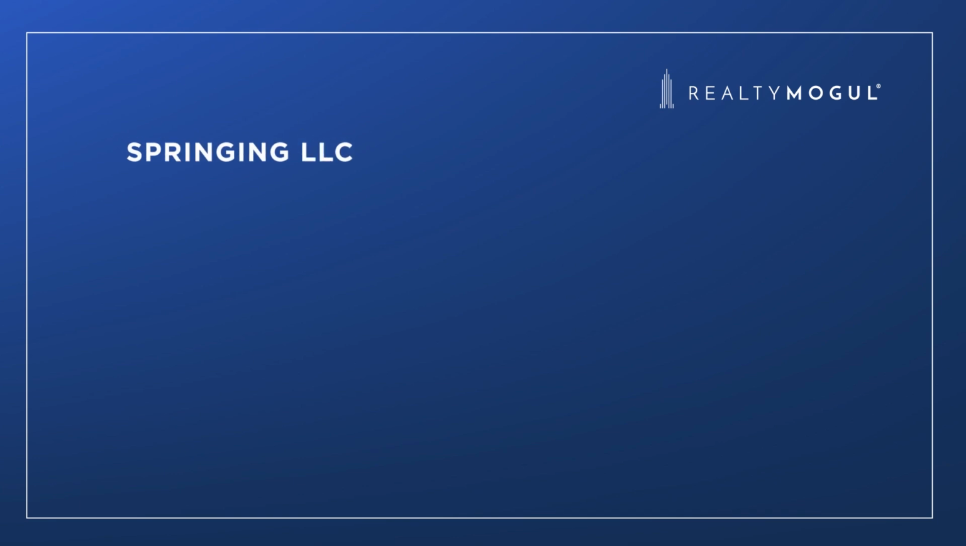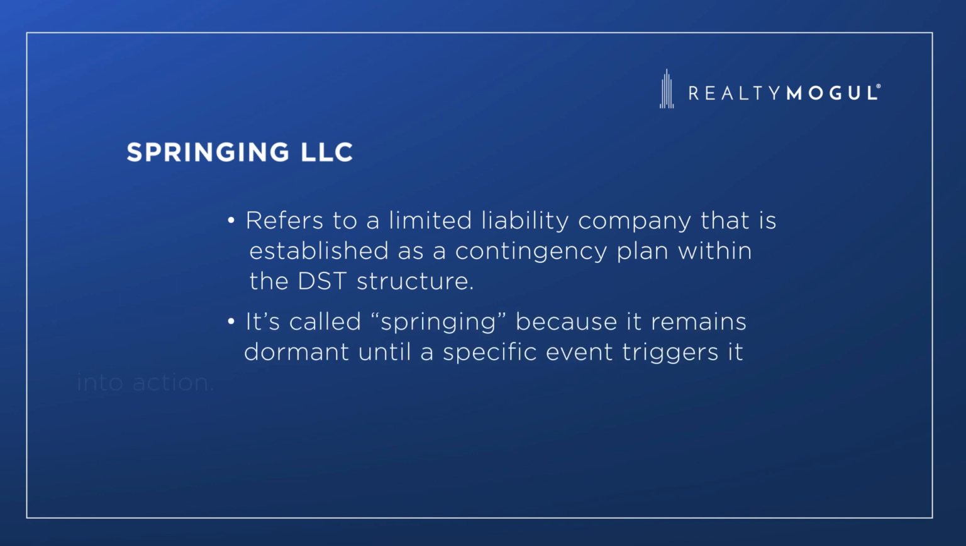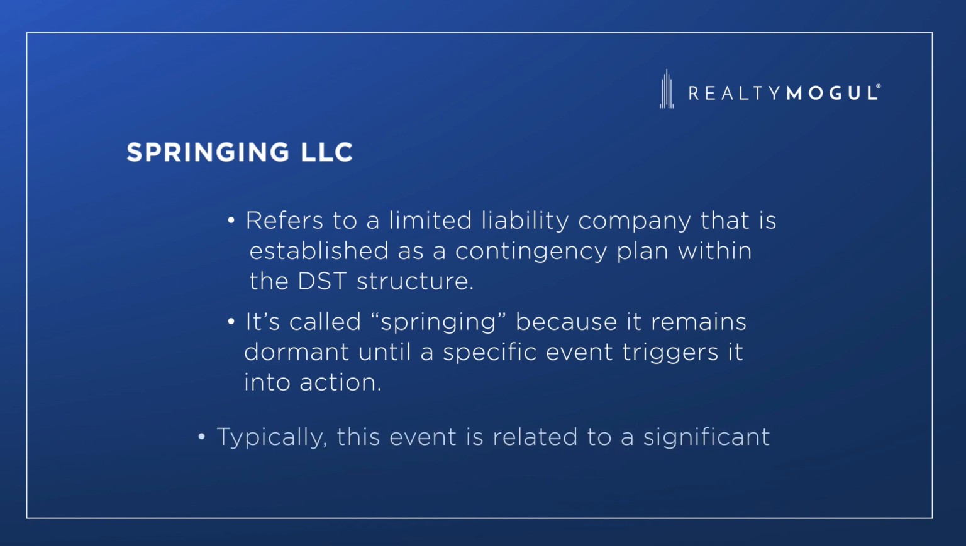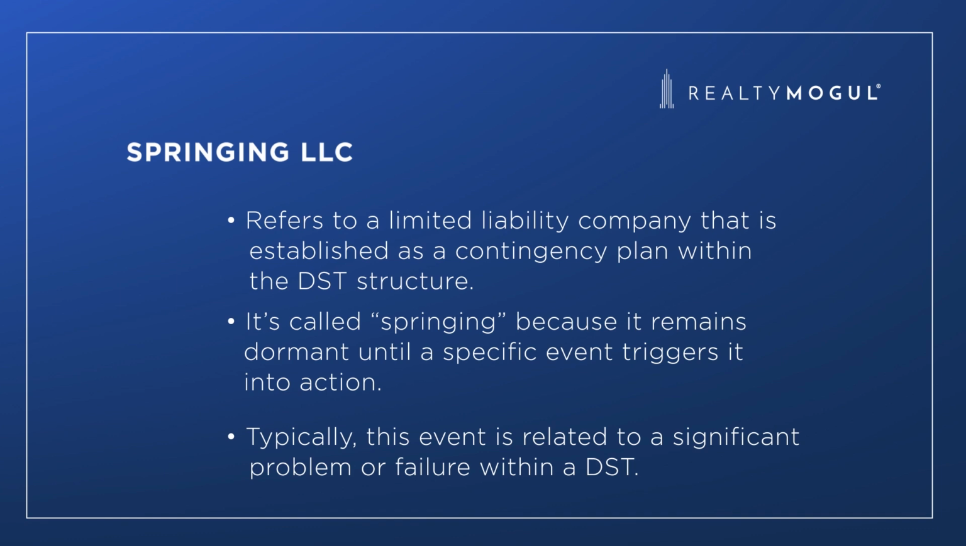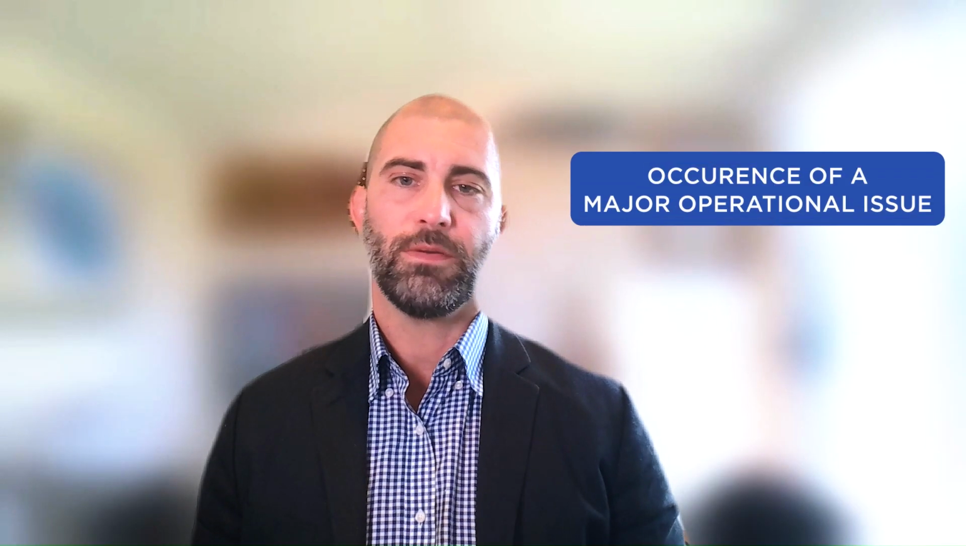Anyways, I'll carry on. The term springing LLC refers to a limited liability company that is established as a contingency plan within the DST structure. It's called springing because it remains dormant until a specific event triggers it into action. Typically, this event is related to a significant problem or failure within a DST, such as the insolvency of the trust or the occurrence of a major operational issue.